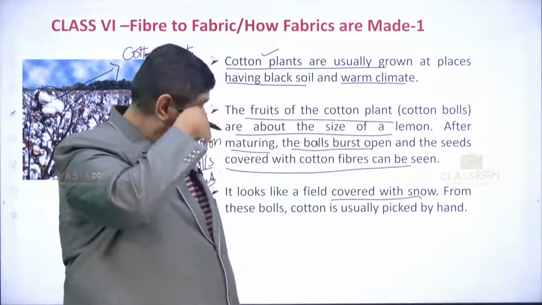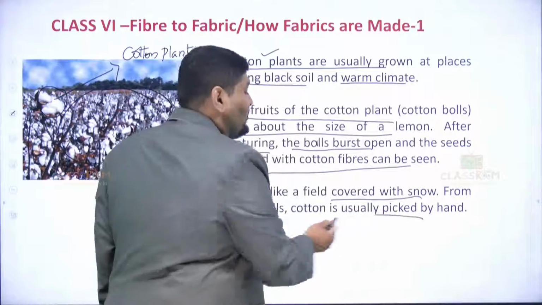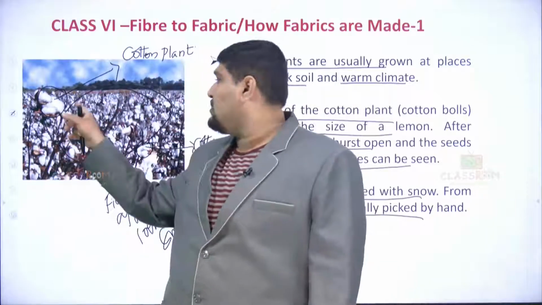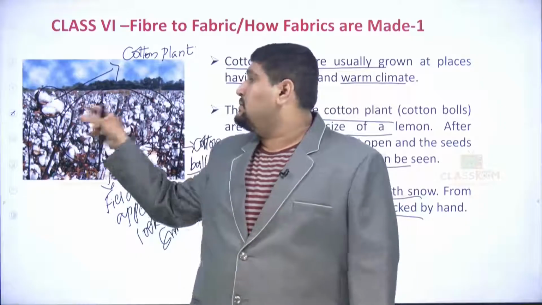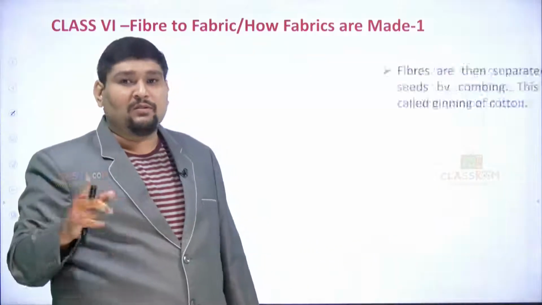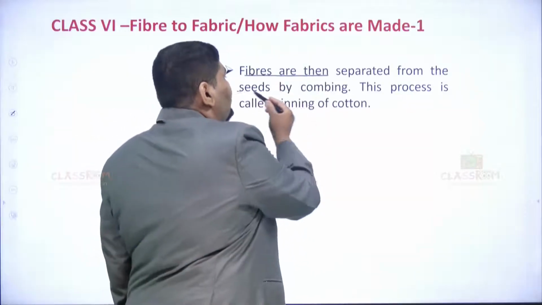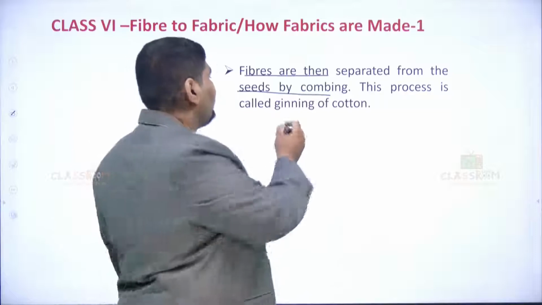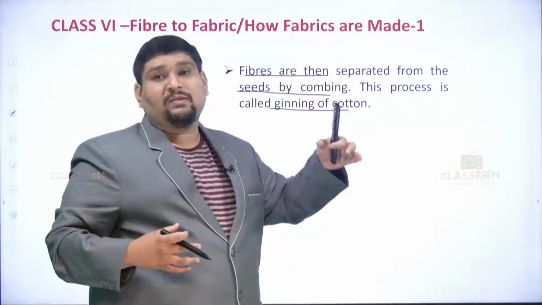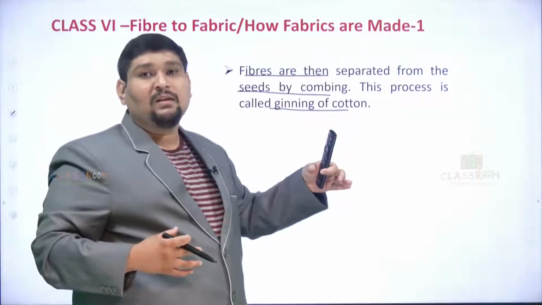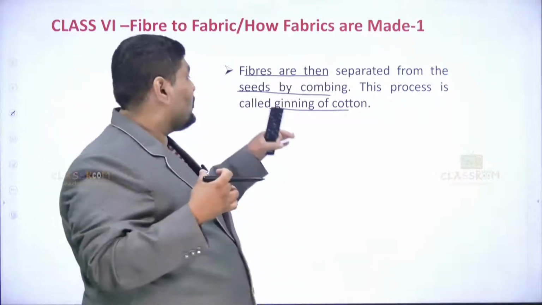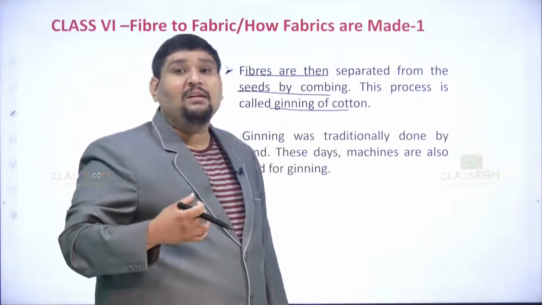From these balls, the cotton is usually picked by hand. As soon as you see the cotton balls, they can be picked up by hand, pulling the cotton out from the seeds in the field. Then the fibers are separated from the seeds by combing, a process which we call ginning of cotton. Separating the fibers from the cotton seeds by combing and extracting by hand is what we call ginning of cotton.